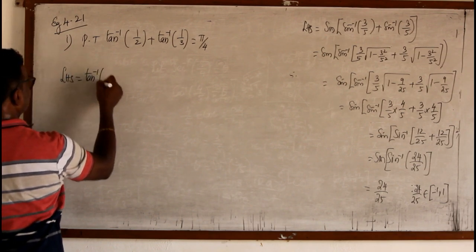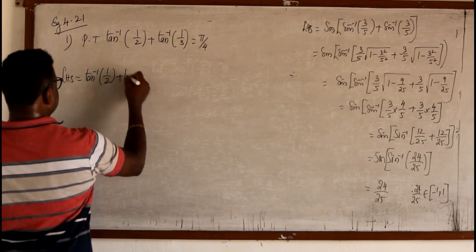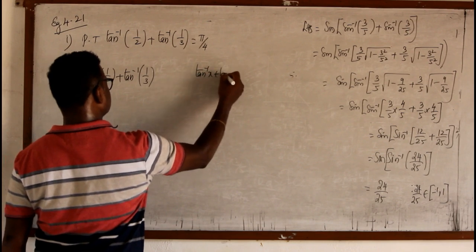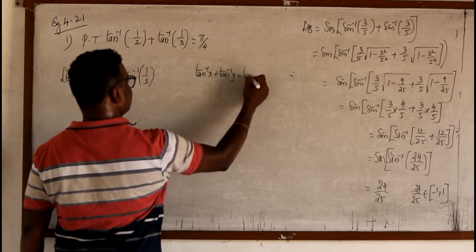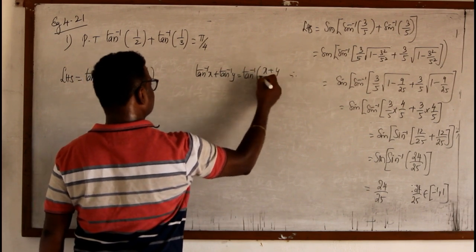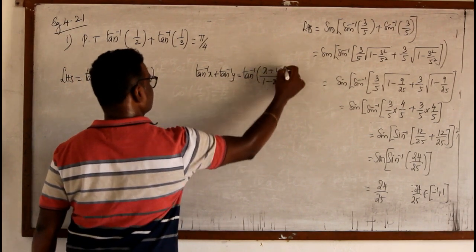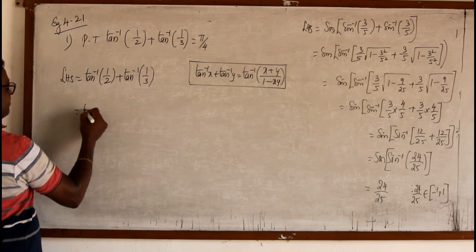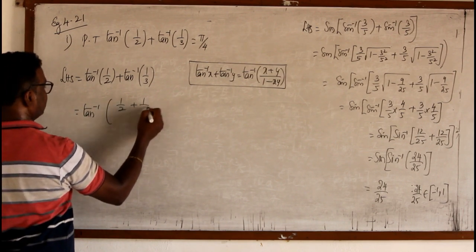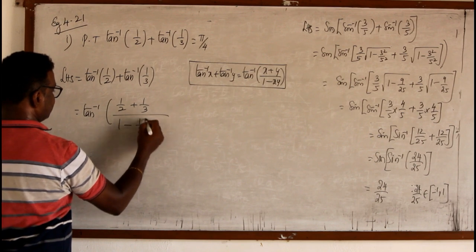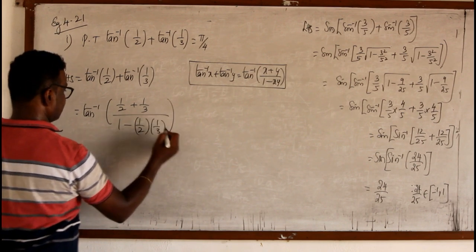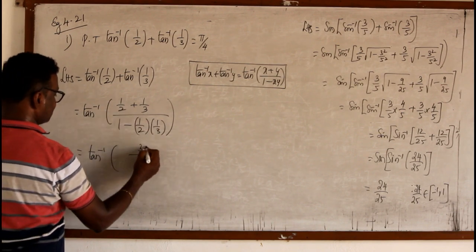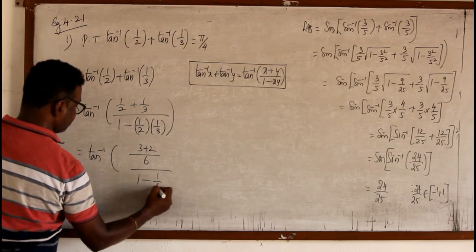Tan inverse of 1 by 2 plus tan inverse of 1 by 3. Now, we know tan inverse of x plus tan inverse of y is tan inverse of x plus y by 1 minus xy. We shall apply the formula here. It is tan inverse of 1 by 2 plus 1 by 3 by 1 minus 1 by 2 into 1 by 3. It is tan inverse of, when I take LCM it is 6, so 3 plus 2. Similarly it is 1 minus 1 by 6.